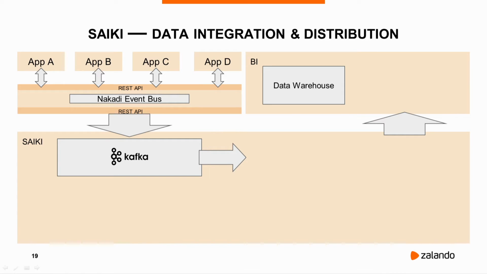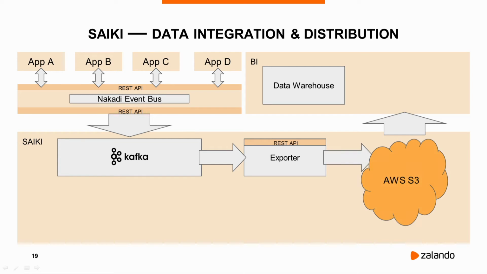Then we extract this data from Kafka with a RESTful API that we built by ourselves, and we use this exporter to write the data to S3. And then from S3, we are able to download the data to Oracle and then update and do all the transformations and load inside the Oracle data warehouse. Okay, but now in Kafka, as you may know, you can put everything you want, basically.